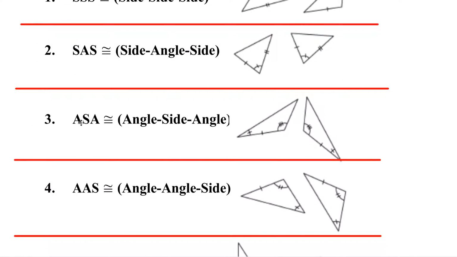So the third one is called angle side angle, and that means we know 2 angles are congruent, and it's the side in between them. So here we have our 2 angles. 2 angles are congruent, and it's the side that connects those 2 angles that is congruent.